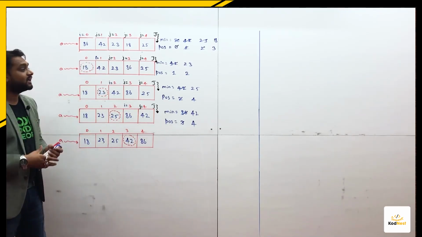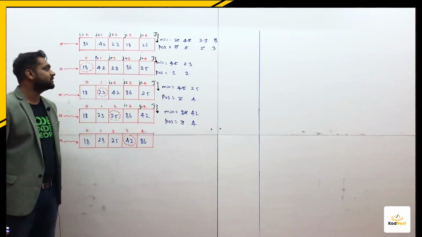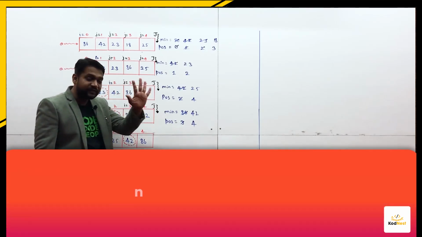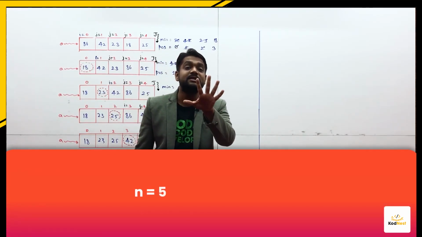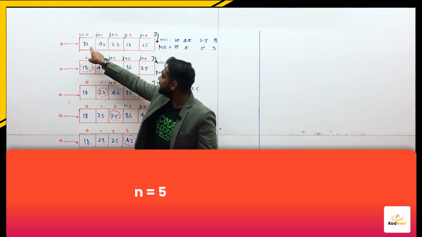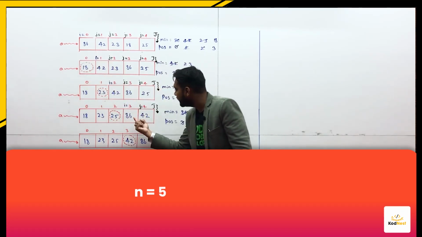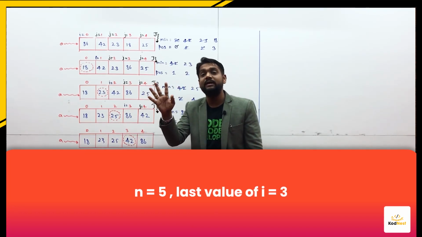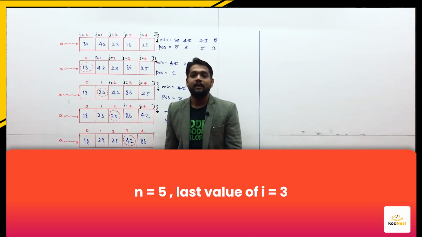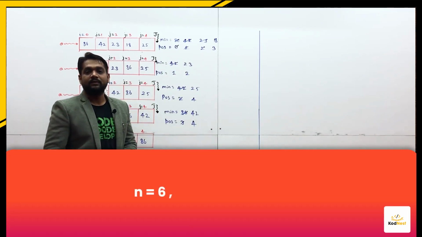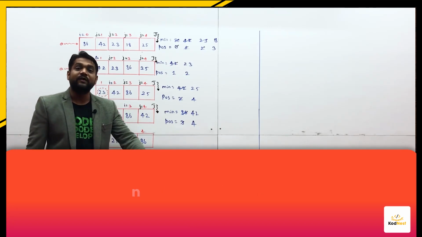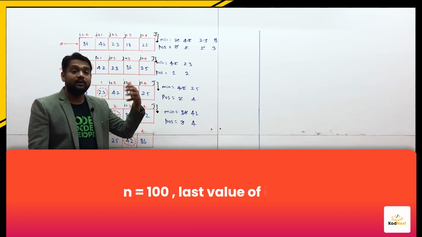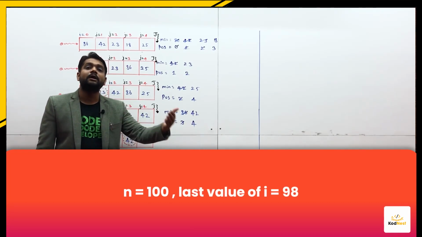Now let us understand some facts and write the algorithm. Look at it. How many elements are there? 5 elements are there. If n is 5, I repeat, if n is 5, I started from 0 and went until 3. If n is 6, it would have gone until 4. If n is 10, it would have gone until 8. If the number of elements n is 100, I would have gone until 98.